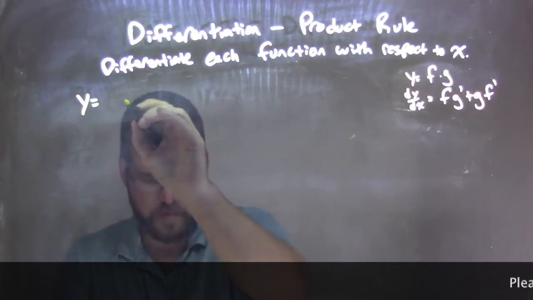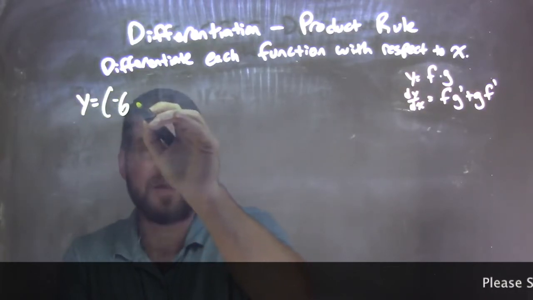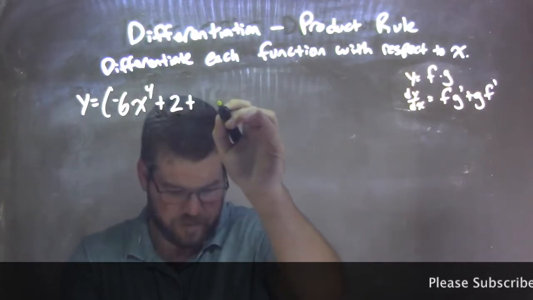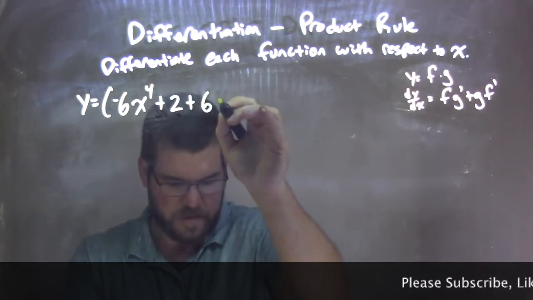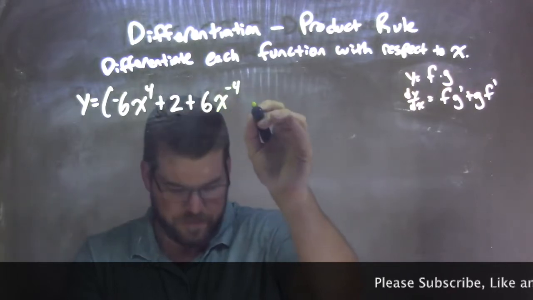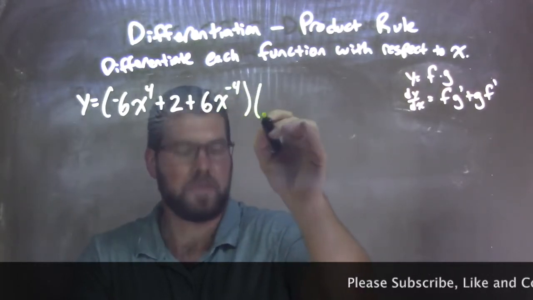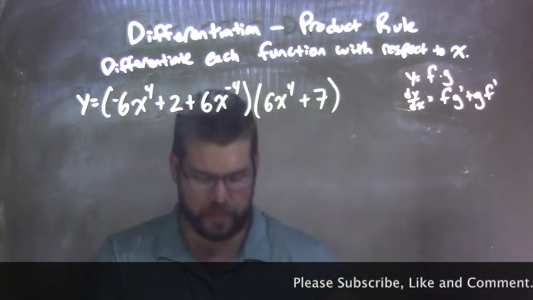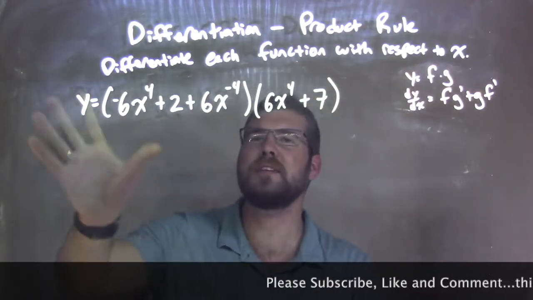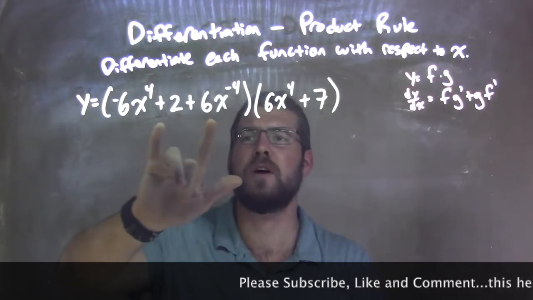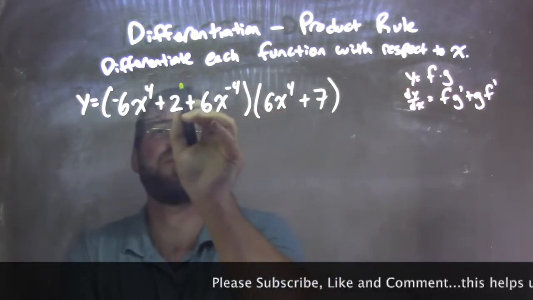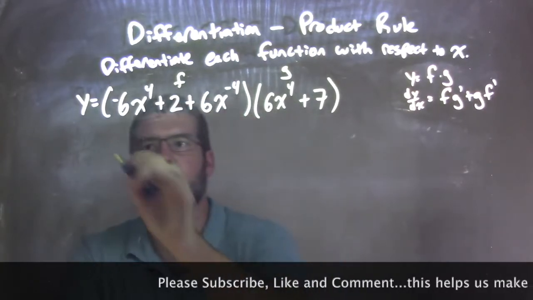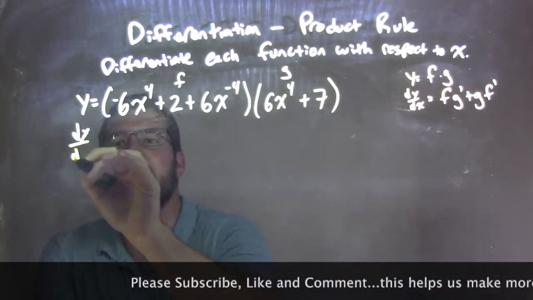y equals negative 6x to the fourth plus 2 plus 6x to the negative fourth power times 6x to the fourth plus 7. Okay? So I can see this big function here is broken down as two functions being multiplied together. So I'm going to label this one my f and this one my g. And so now I'm going to apply the product rule when I take the derivative, dy dx here.